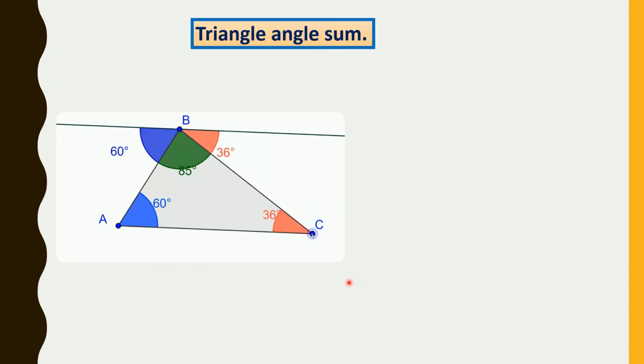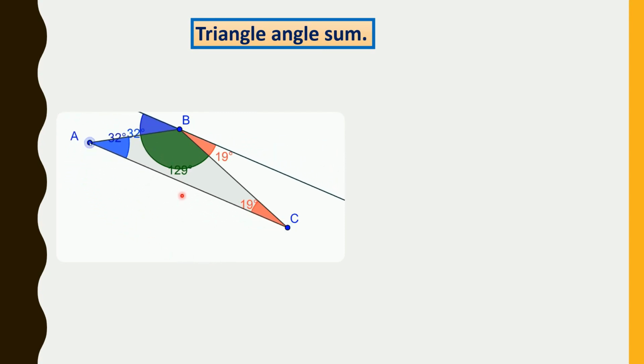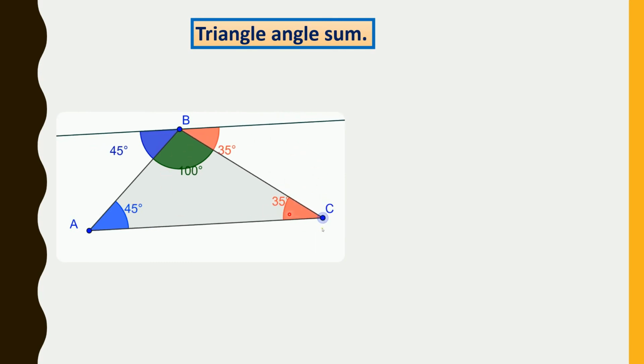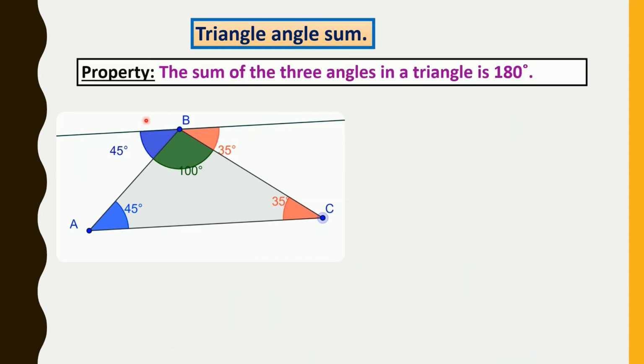Let's see if we change the shape of this triangle. However we rotate or we change the measure of its angles, you will notice here that the sum of the three angles will always remain 180 degrees. The three angles will always form together, when we glue them, a straight angle. Property: the sum of the three angles in a triangle is always 180 degrees. As you see in this figure, 100 degrees plus 45 degrees plus 35 degrees is equal to 180 degrees.